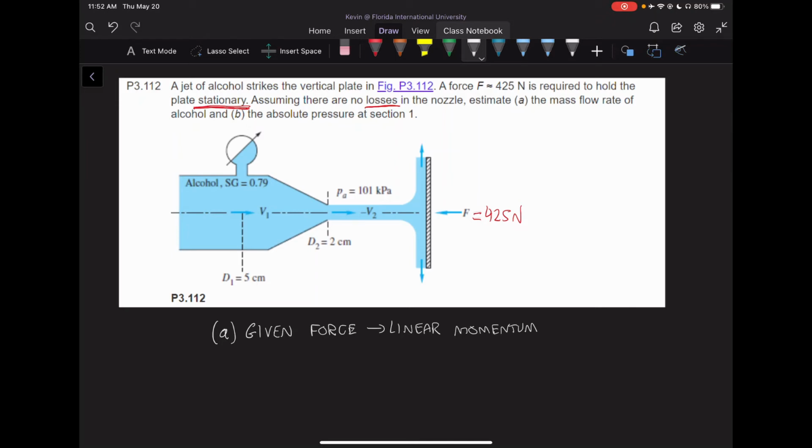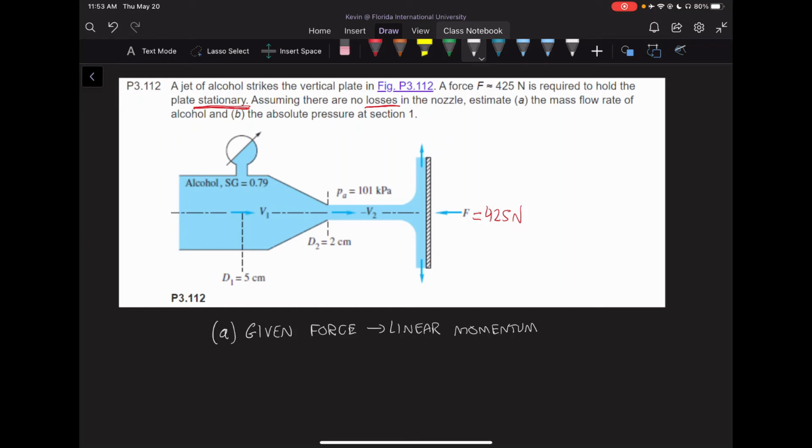The hard part of these problems is figuring out when to use just linear momentum or when to use a type of flow where we look at the Bernoulli equation. And you can actually use them kind of together. So the first thing we're going to do is use a momentum balance to solve for part A, which asks to find the mass flow rate of alcohol. We don't really need to use Bernoulli's equation to find the mass flow rate. We can find the mass flow rate from momentum.